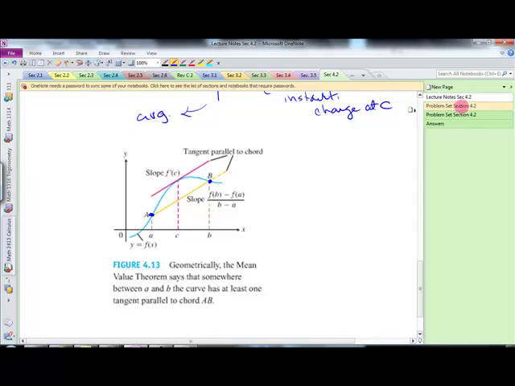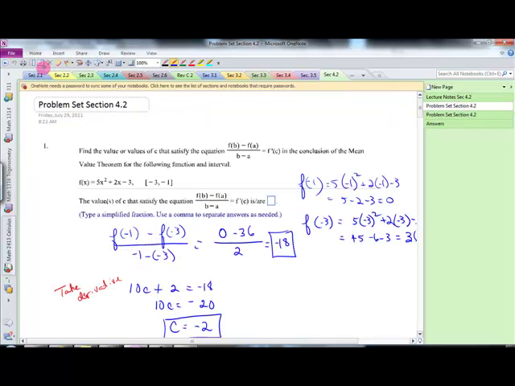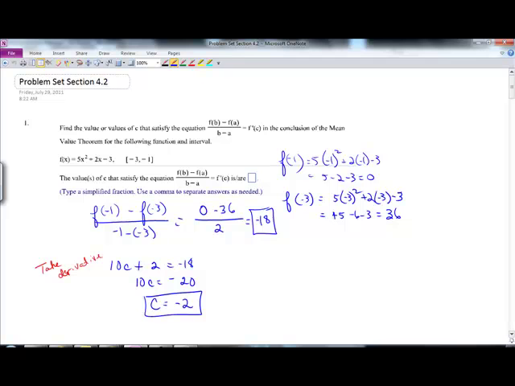All right, so let's look at the problems. We don't have too many. I think there's 7 in here. All right, and there's a little tactics to work through these. Find the value or values of c that satisfy, and there we go, there's the mean value theorem that's stated right there, for the following function and interval. So every time you get something like that, they're going to give you a function, and then they're also going to give you a particular interval.